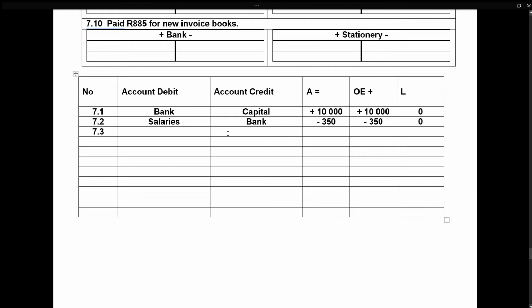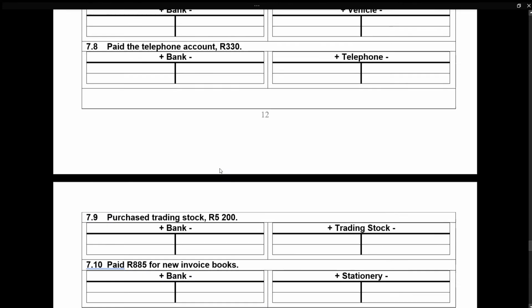7.3, bank is being credited, and because bank is being credited and is an asset, it will have a negative influence on my assets. And then drawings, as I said earlier, drawings and expenses will always have a negative influence on my owner's equity, so minus under my owner's equity. Right, so minus 255 Rand will equal minus 255 Rand plus 0. Therefore, we've done this one correctly as well.